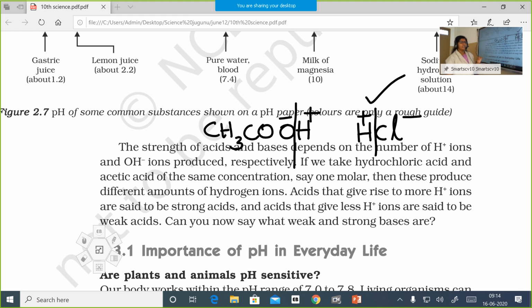What about the next term? Weak bases. Ammonium hydroxide is a weak base. Why? Ammonium hydroxide goes for only partial ionization. So the amount of OH minus ions produced will be less compared to the amount of OH minus ions produced by strong bases like sodium hydroxide.